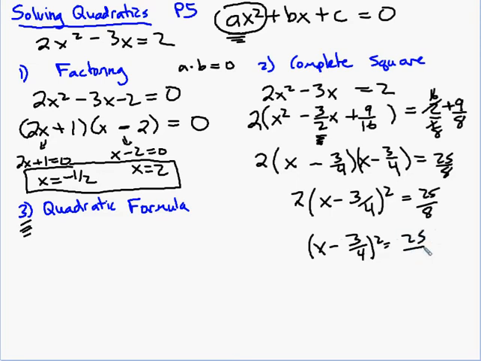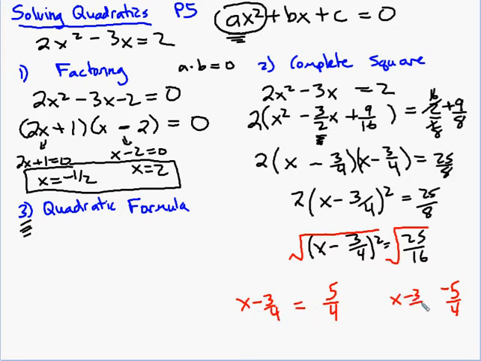So we get 25/16. And now I see I have a square here. So what we're going to do is go ahead and take the square root. And when we take the square root, we need to remember we get two solutions. We get a positive one and a negative one. But that square rooting undoes the root. Now I can add the 3/4.